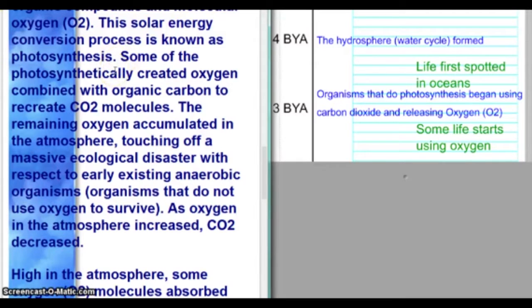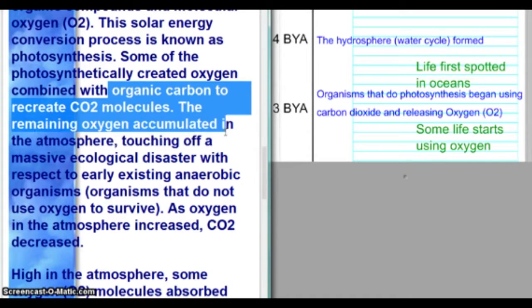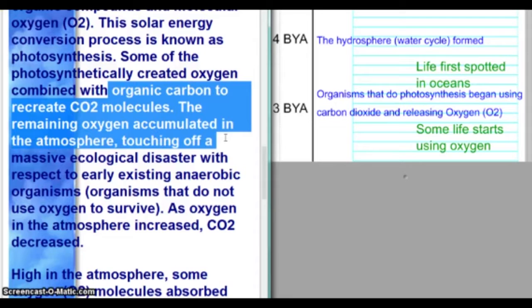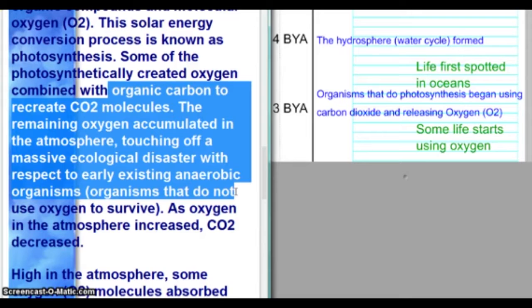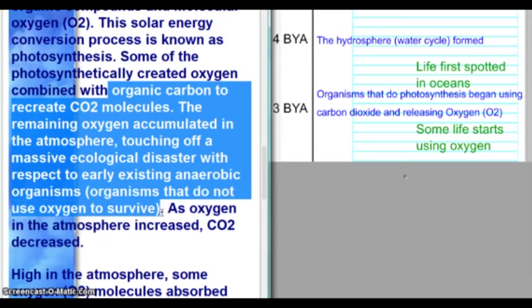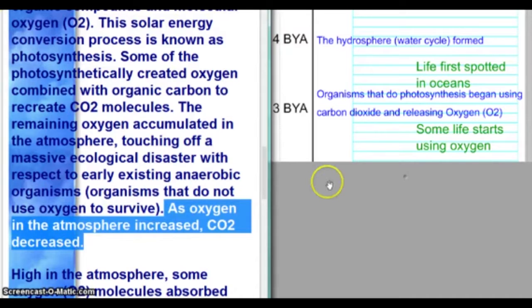Again, some of the photosynthetically created oxygen recombines with organic carbon to recreate CO2 molecules. The remaining oxygen accumulated. What does accumulated mean? It means it kind of piled up in the atmosphere, touching off a massive ecological disaster with respect to early existing anaerobic organisms, which are organisms that do not use oxygen to survive. Basically, this was the first mass extinction. Things that weren't using oxygen were killed by all that oxygen in the air. As oxygen increased, CO2 decreased.